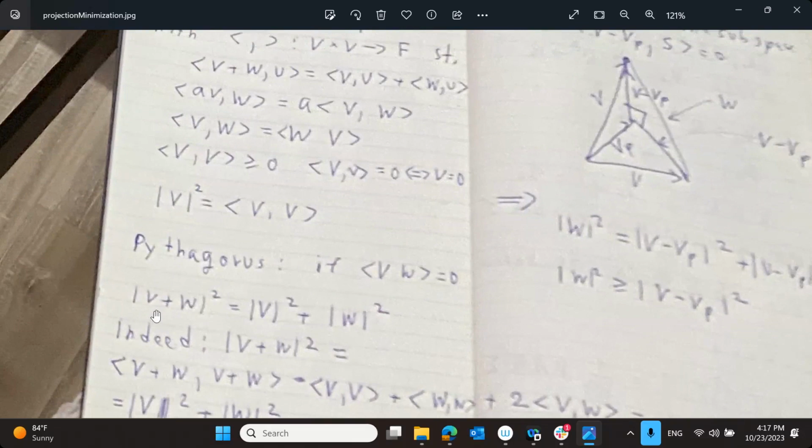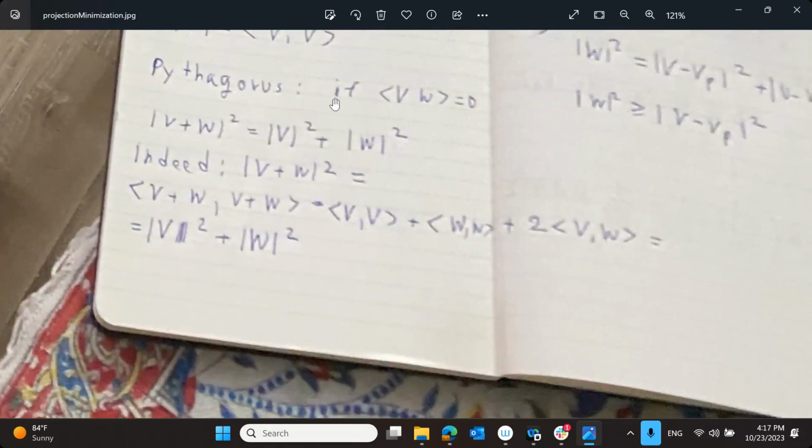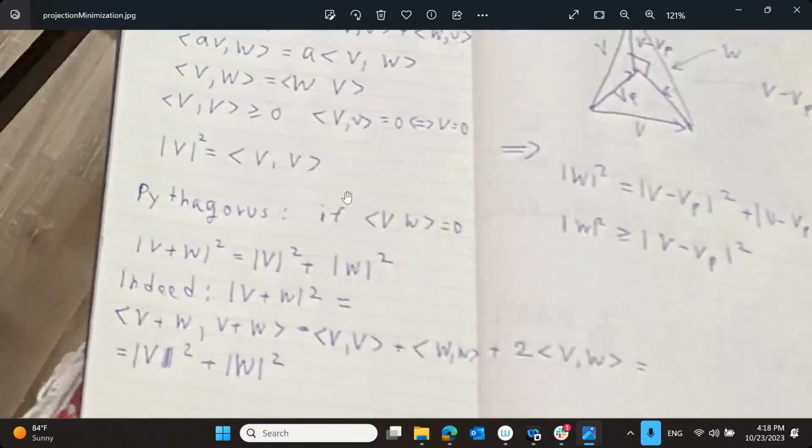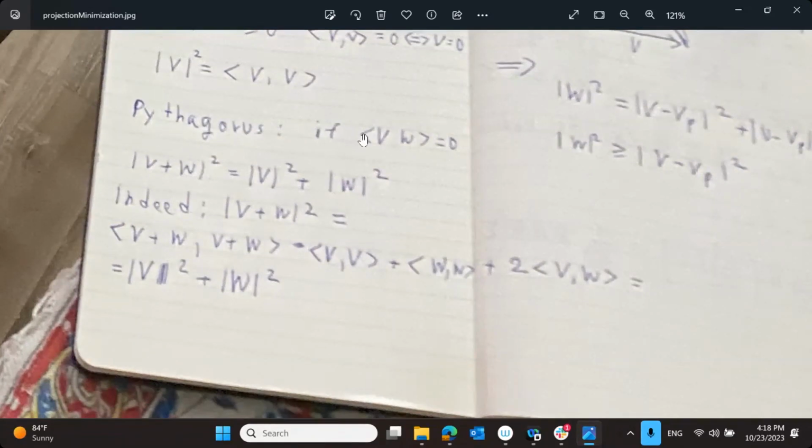So what is the Pythagoras theorem? If you have a vector here and another vector, and we add them up, the square length of the addition of the two vectors is equal to the square of the first vector plus the square of the second vector, assuming that the two vectors have a 90 degree angle. So that's what we want to see. Basically, we want to see that the formalism carries this intuition of the Pythagoras theorem. Any question up to now?